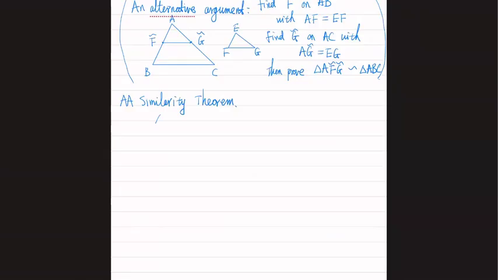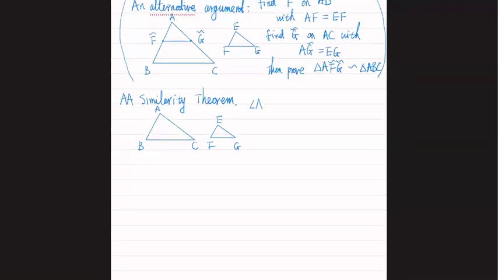Two triangles, A, B, C, E, F, G. If we have two pairs of angles, then we say this is sufficient to conclude the two triangles are similar.